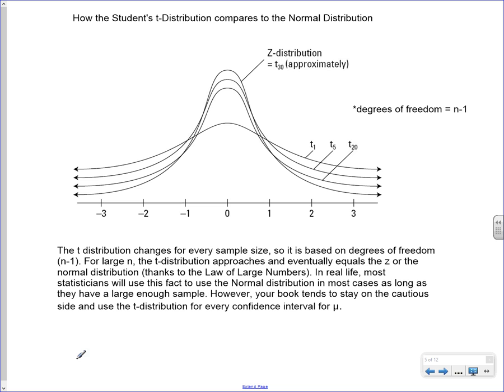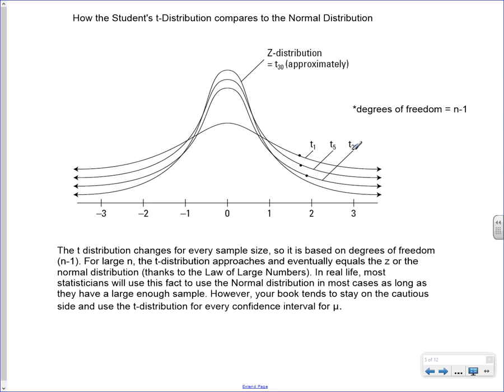Okay, now this is what the normal and the t-distributions look like. So you can see here how the t-distribution has much more area in the tails than what the typical normal distribution does. And so that's the difference there. It's flatter, and you don't have 95% of the data within 2 standard deviations, basically, because you've got more data out here in the tails.